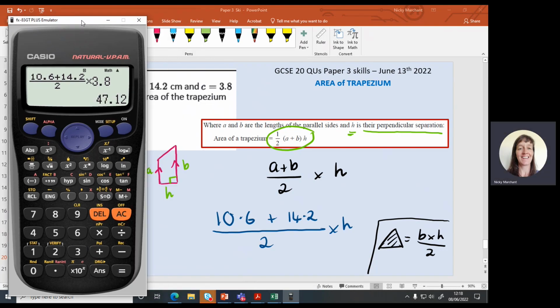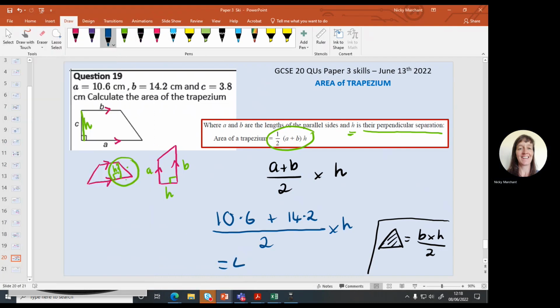SD button, so 47.12, let's just write that down. 47.12, and one thing I didn't write in here, I should have done, is I should write times 3.8 there, okay? So 47.12, it's centimeters, so it will be centimeters squared. That is done. Let me just show you that in the way that they've given up here in their formula.